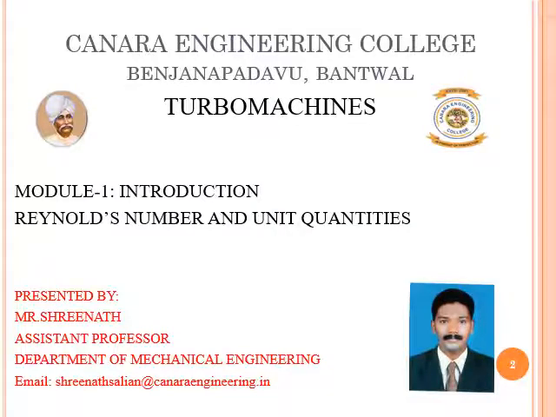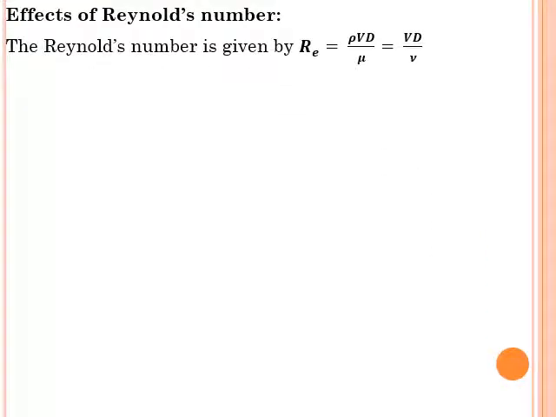Welcome you all to today's session on effects of Reynolds number and unit quantities. The Reynolds number is a ratio of inertia force to viscous force. It is given by the expression Re equals rho V d by mu.